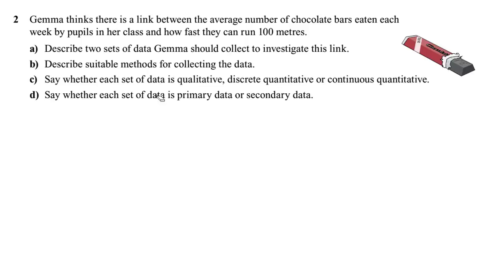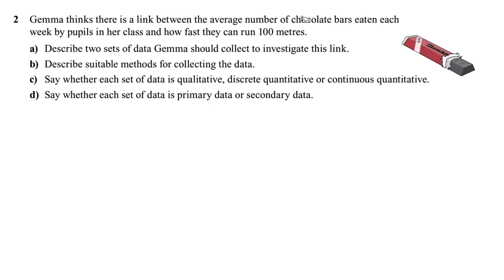Now, say whether each set of data is primary data or secondary data. Collecting the number of chocolates, the average number of chocolate bars. Again, she's designing a questionnaire and she's giving it out for the students to fill in. Again, that's going to be primary. In terms of doing the 100 meters, she's going to the field with them. She's timing them. That's going to be, again, primary.